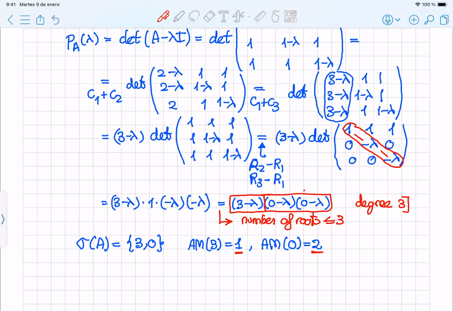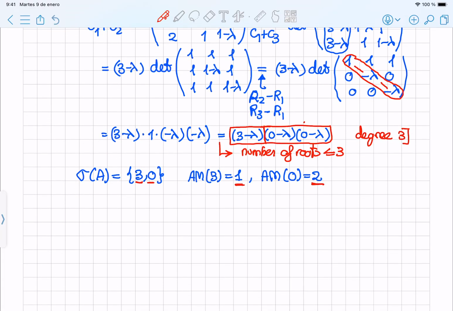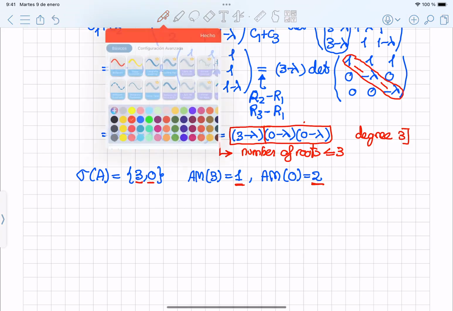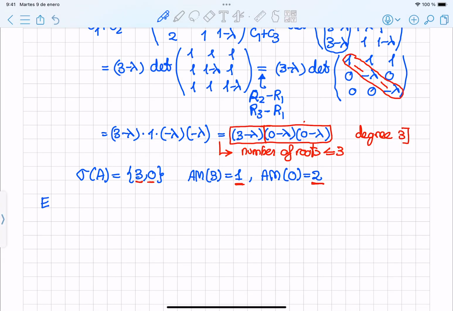So right now, eigenvalues 3 and 0, they are different, but only 2. The 3 is repeated only once, and the 0 is repeated twice. Okay, this is just the first stage completed. We know eigenvalues and multiplicities. Then the second part of the example is completing the eigenspaces.